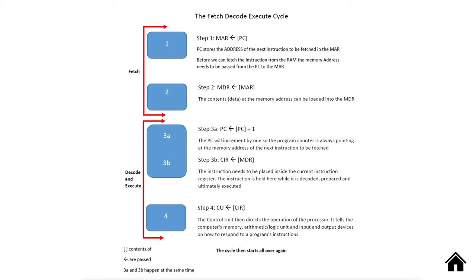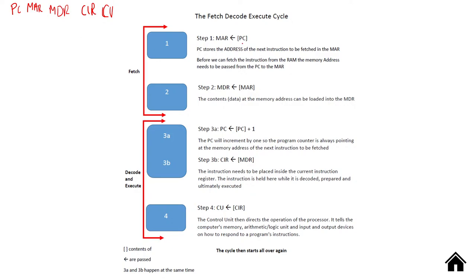Now, one thing that I've created that really does help students, it's a fantastic revision resource, if I do say so myself, is this bit here. So I'm just gonna pen. Now, one way I learned how to do this was I know that I'm dealing with PC, MAR, MDR, CIR, and CU. I know I'm dealing with those registers, so how do they interact with each other?